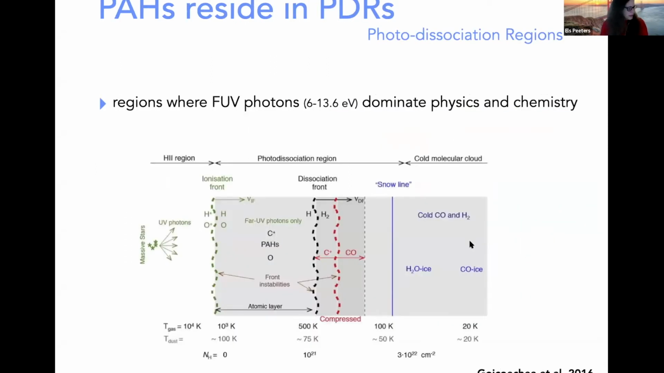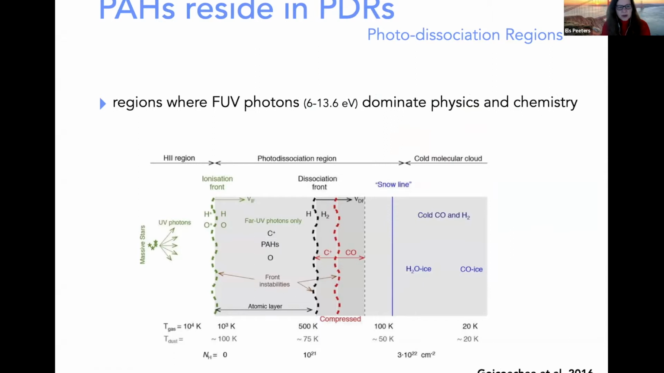And so the main thing that I want to focus on in the beginning of this talk is that these PAHs and particles reside in photodissociation regions. And so PDRs, in short, are regions where far UV photons, and that means with energies between 6 and 13.6 eV, dominate the physics and chemistry.